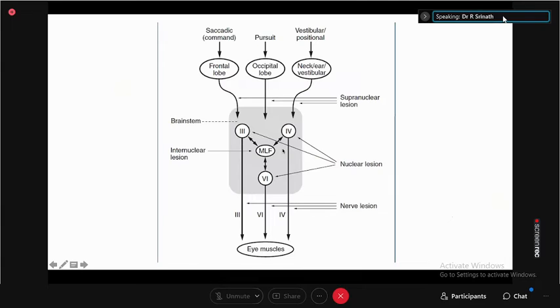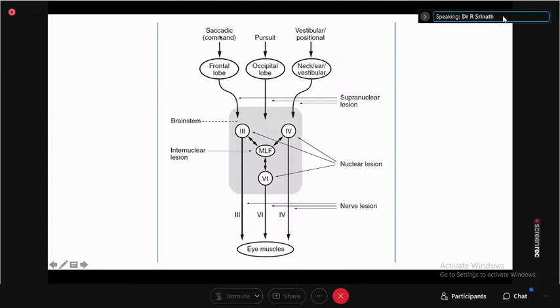What is important here to learn is that there are two things one should always remember. That is the medial longitudinal fasciculus. The medial longitudinal fasciculus is a midline structure which interconnects the third, fourth, and sixth nerves, and which is involved in the control of eye muscles. And in this diagram I have not shown something called the PPRF, the pontine paramedian reticular formation, which is also an important structure in eye movements.